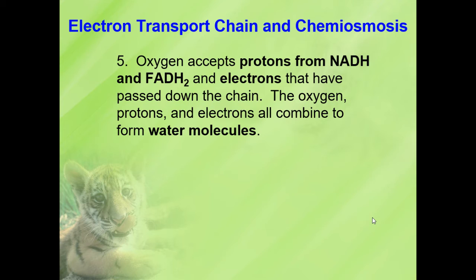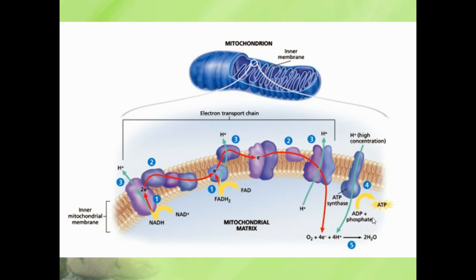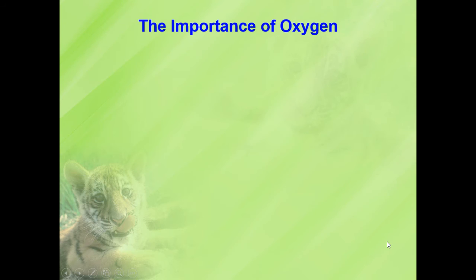And step 5, oxygen is going to act as the acceptor of protons from NADH and FADH2 and electrons that have passed down the chain. The oxygen, protons, and electrons all combine to form water molecules. The electron transport chain can produce up to 34 molecules of ATP. That's a lot of ATP. Remember before we were only getting like 2 molecules we could use, or 4 molecules we could use. 34 is a good bit. And that is that very last step down here at the bottom. It's showing you have oxygen plus these electrons plus hydrogen, and that's giving you water.